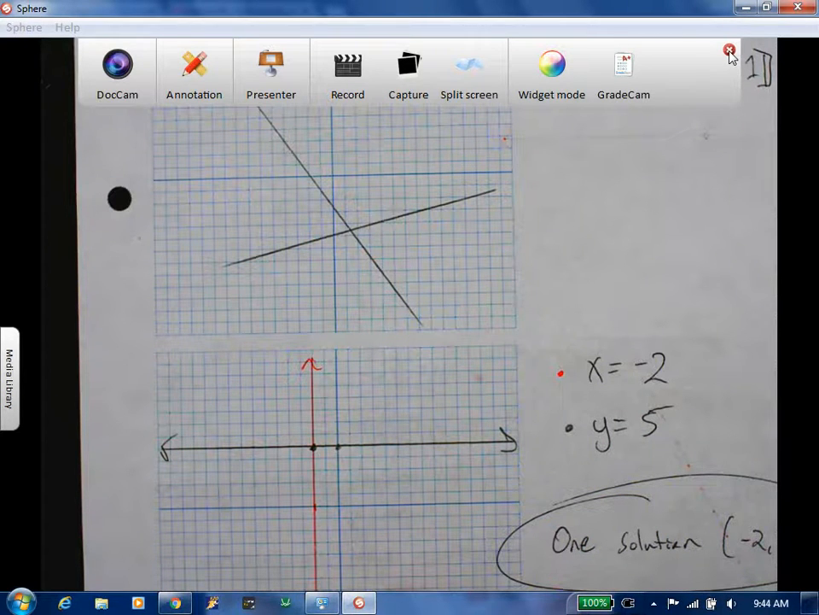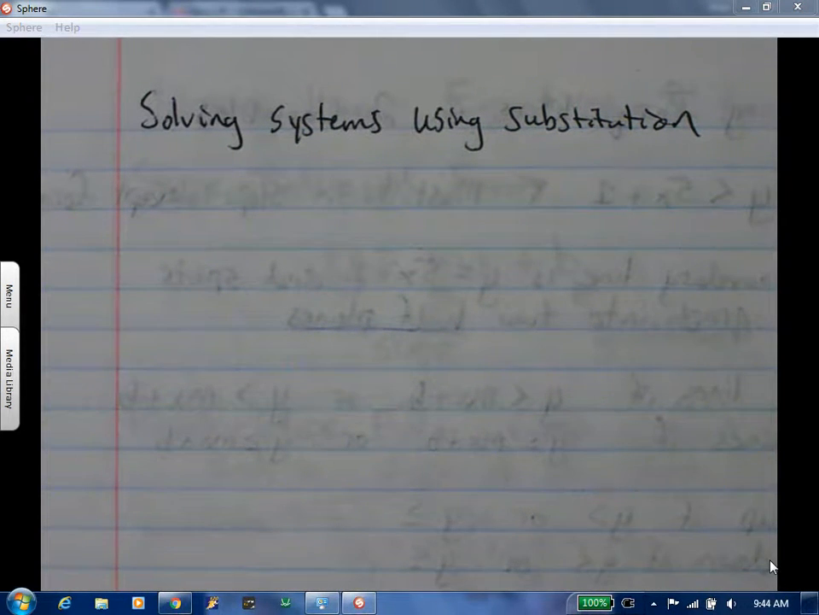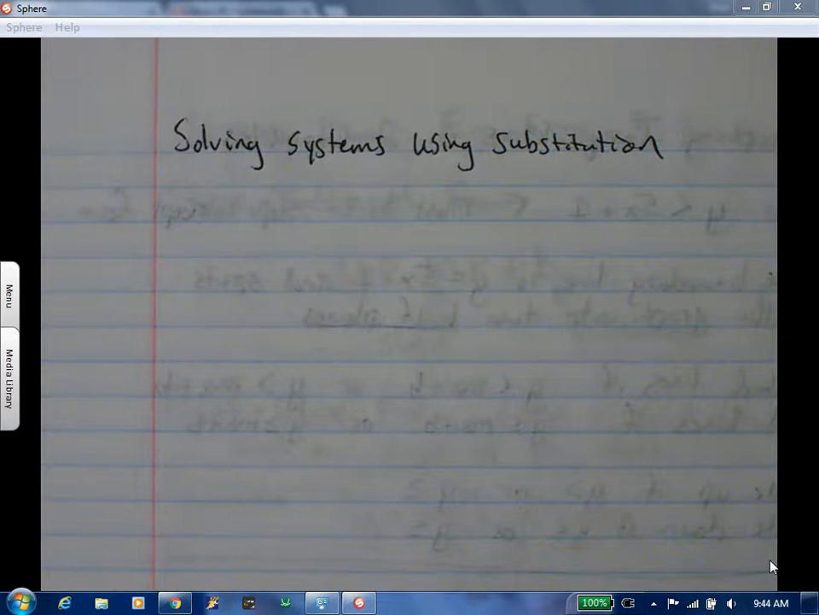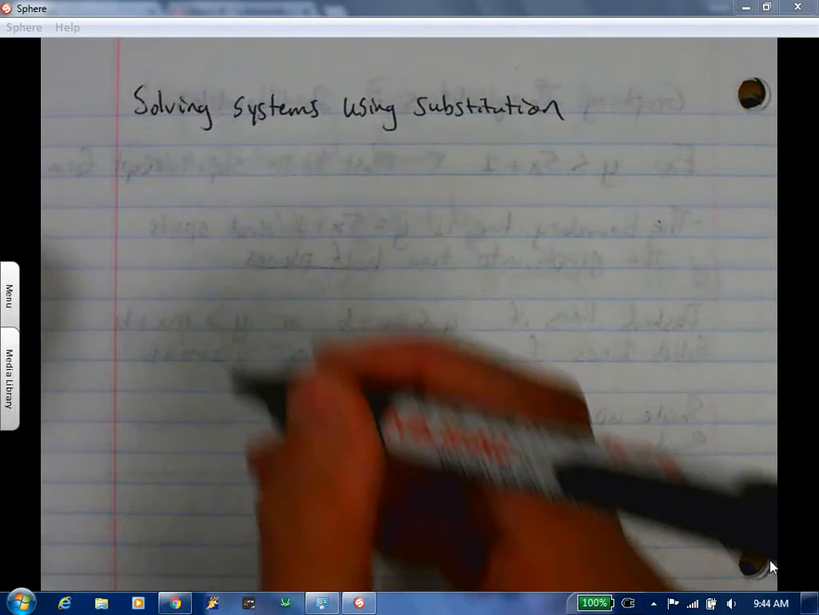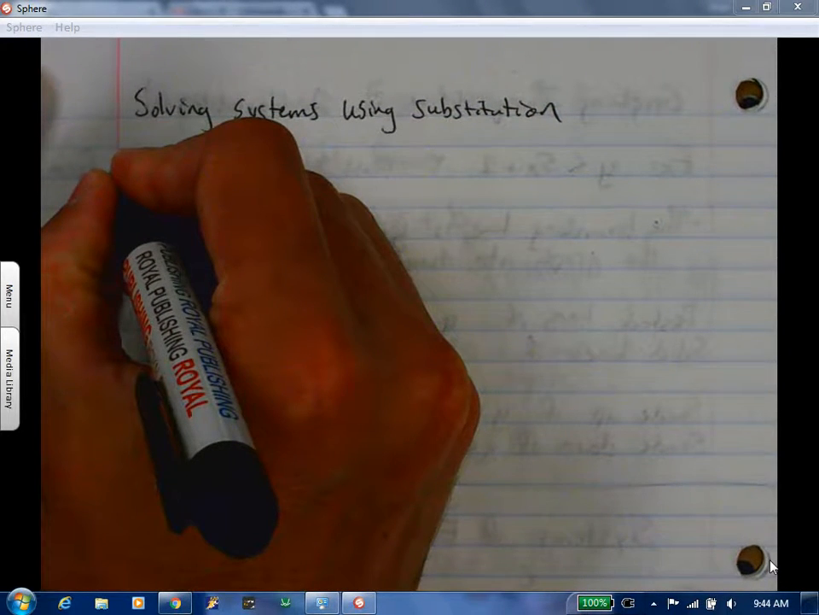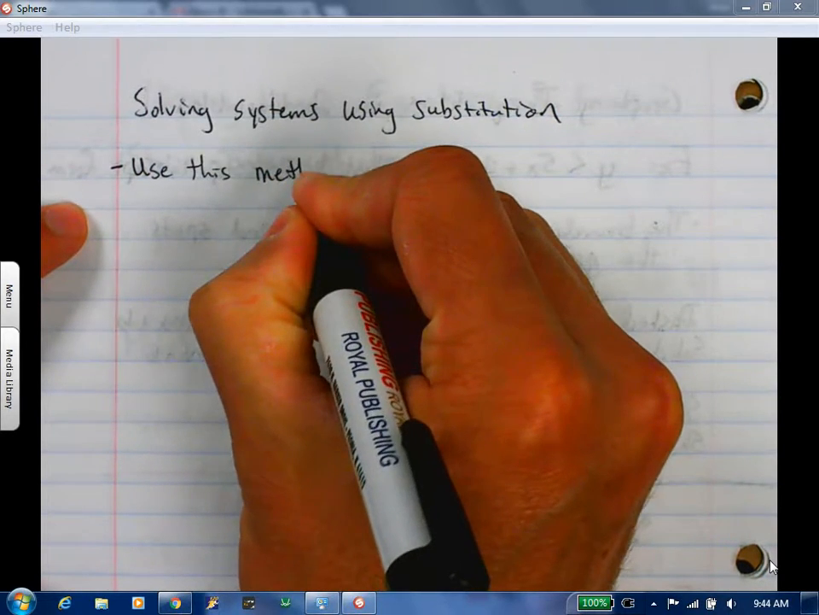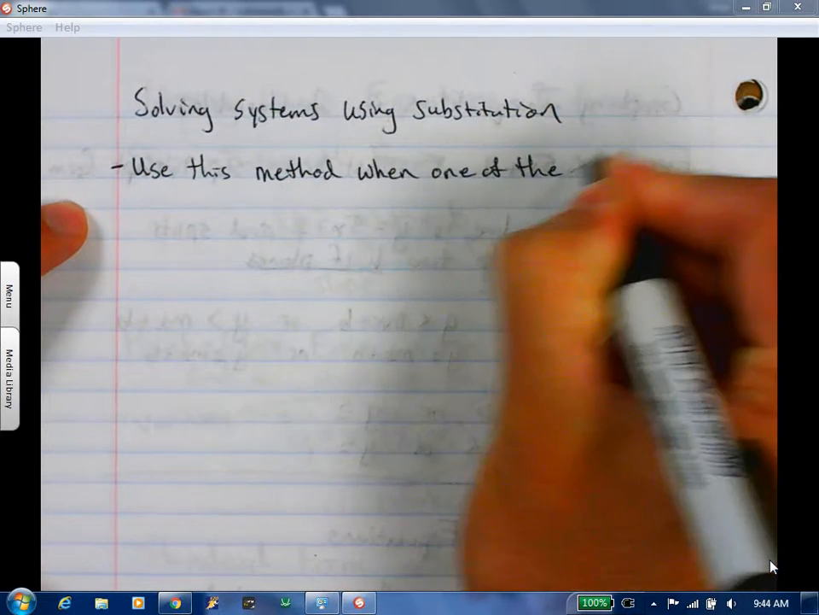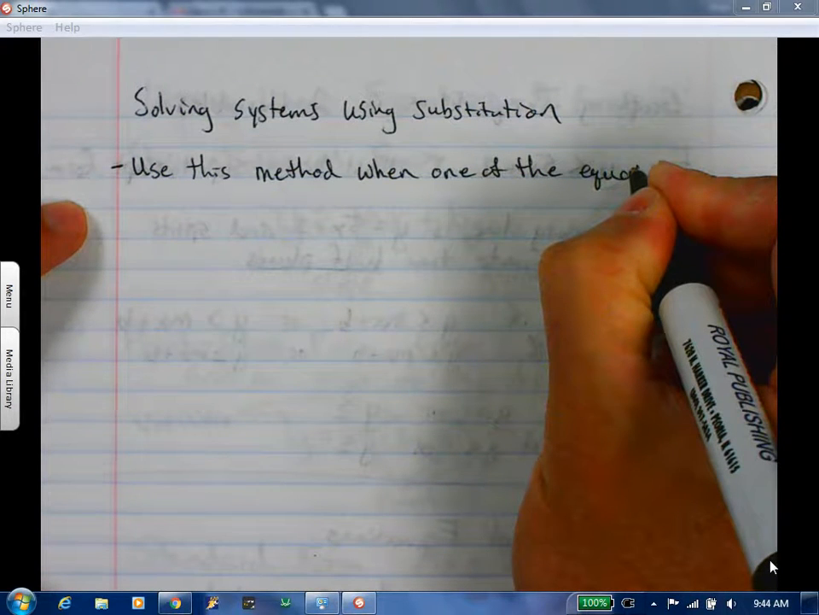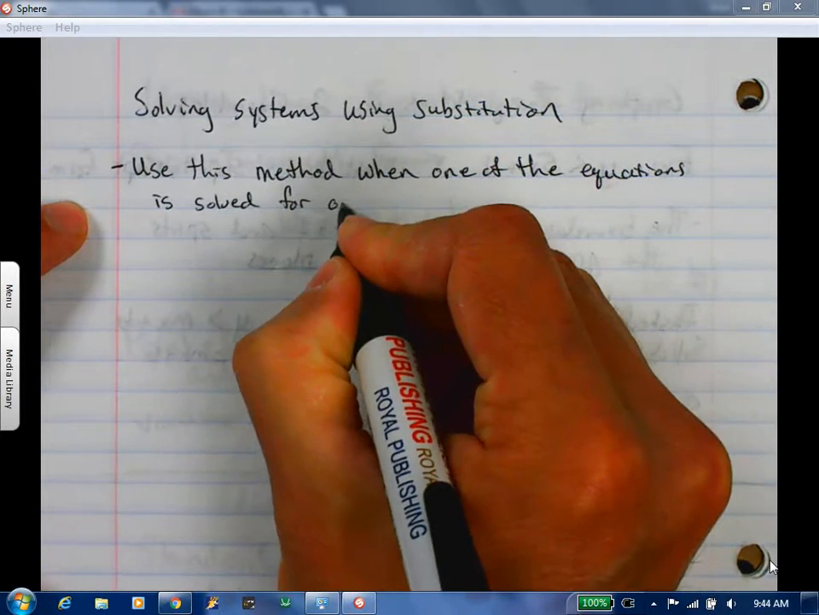Of equation, substitute. Use this method. This is the second method. Use this method when one of the equations is solved for one of the variables, or if it is easy to do so.